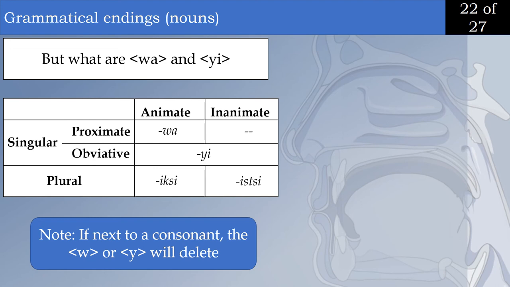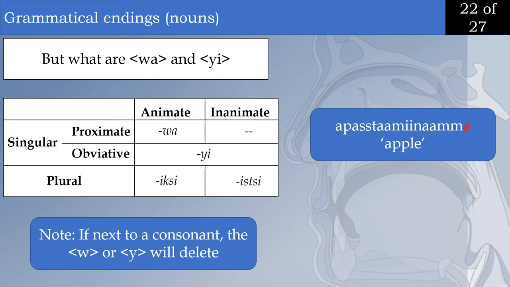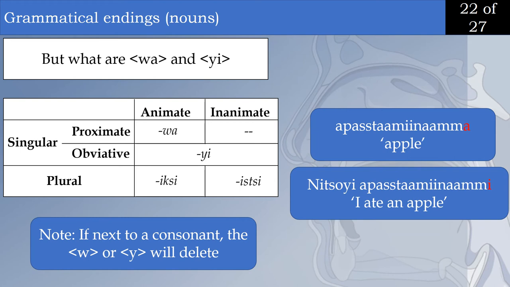We've already seen this quite a bit. One example was the noun apple, apastaminum. Because we tried to add a wa marker to the end of the apple, which ends in M, we deleted the W and we were left with just the vowel. If the apple was the object of the sentence, as in, I ate an apple, nitsoi apastamin, it takes the obviative marker, yi. Again, because we try to add the yi to a noun that ends in a consonant, M, the Y was deleted, leaving just the vowel.